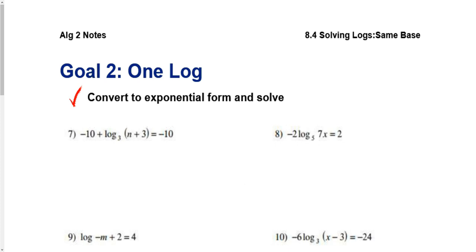These questions on this page only have one log. So we can't cross out the log anymore because it requires one log on each side for us to be able to cross them out. So if you see a problem that only has one log, this is where converting back and forth between the different forms is helpful. So let me just refresh your memory.